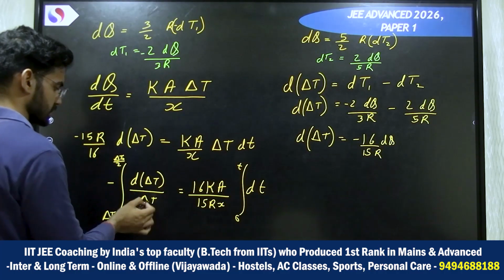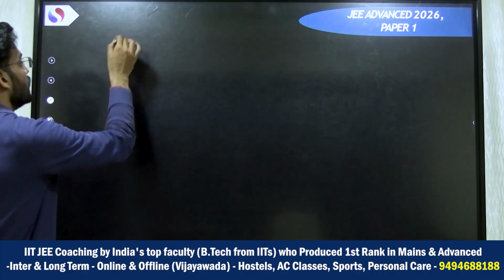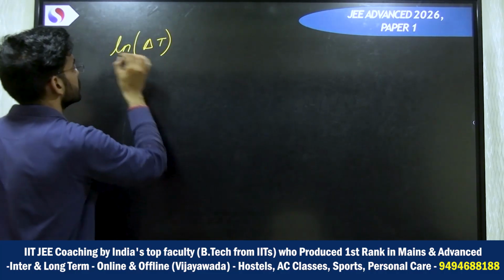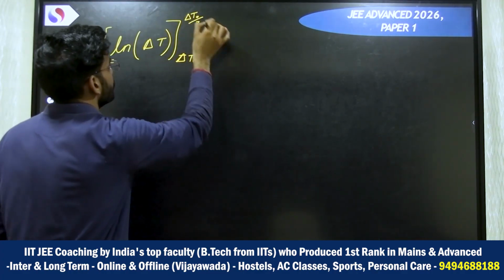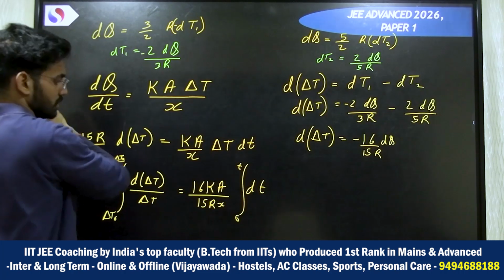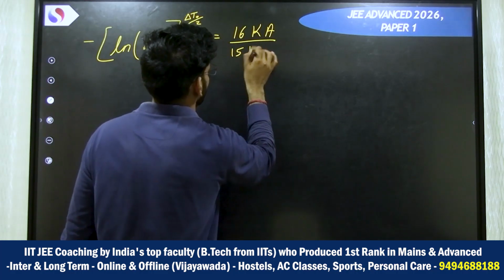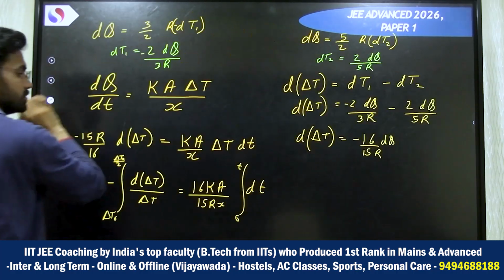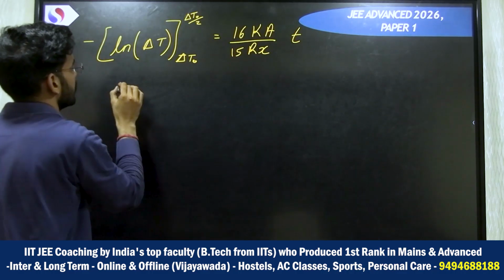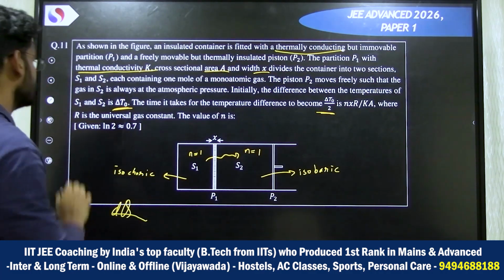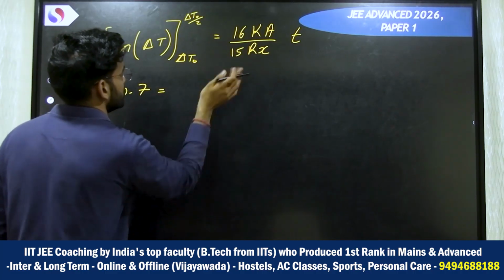Okay. dx by x, that integration is what? ln x. Correct? So go by that. So what we can say? ln of delta t, limit from delta t naught to delta t naught by 2, is equal to minus, remaining thing 16 ka by 15 rx into small t. Correct? So this will come ln 1 by 2, minus is there, ln 2, right? So ln 2 value I think is given, he said take 0.7, right? So 0.7 is equal to, and this quantity now take this side.